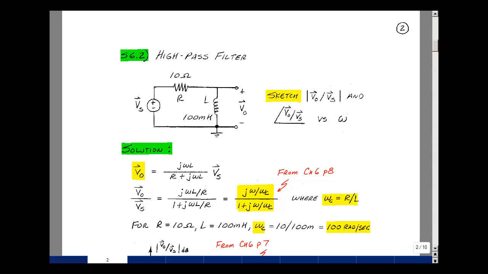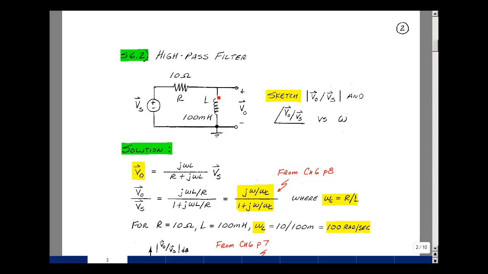Let's just see if that makes sense. Suppose that the value of frequency gets smaller and smaller. So the impedance of the inductor is j omega L. As omega shrinks, this becomes more and more like a short circuit. In the limit, as you approach DC, this becomes a short, and the output's equal to 0, no matter what the input is. We block the signal.